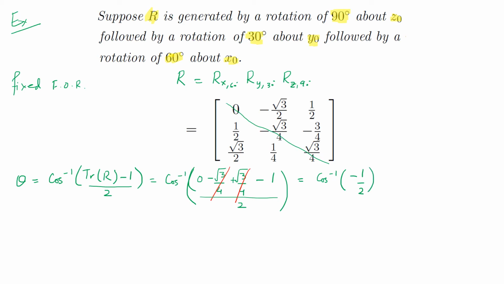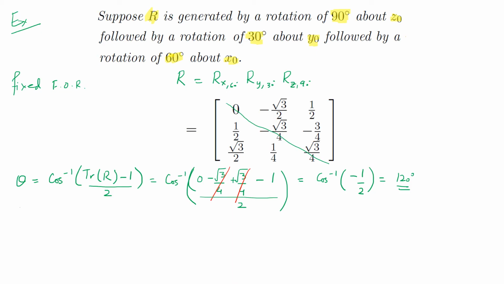And that is not very complex. This is actually equal to 120 degrees. So what does that mean? It means that when you have all these three rotations multiplied together, this is going to be equivalent to having 120 degrees of rotation about an axis, which I'm not very sure of. Let's find that out using the other expression that we derived earlier.